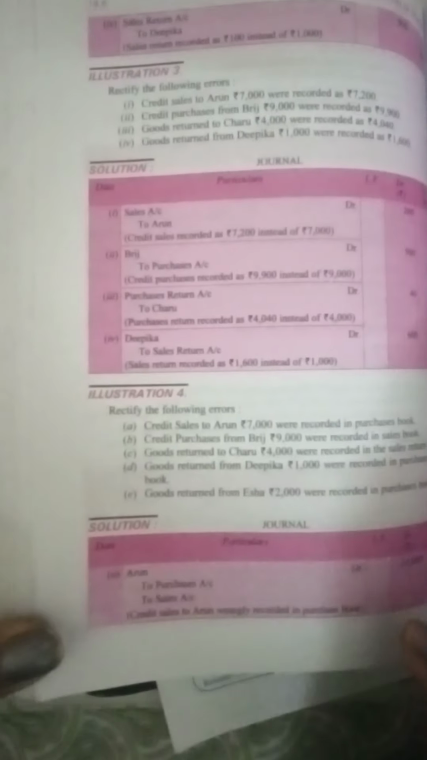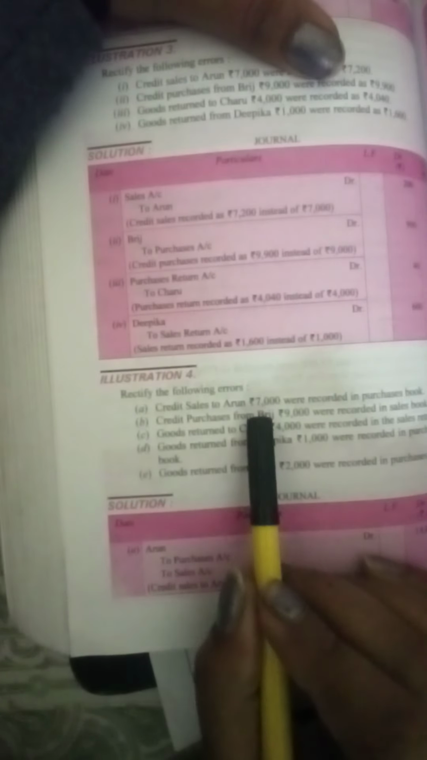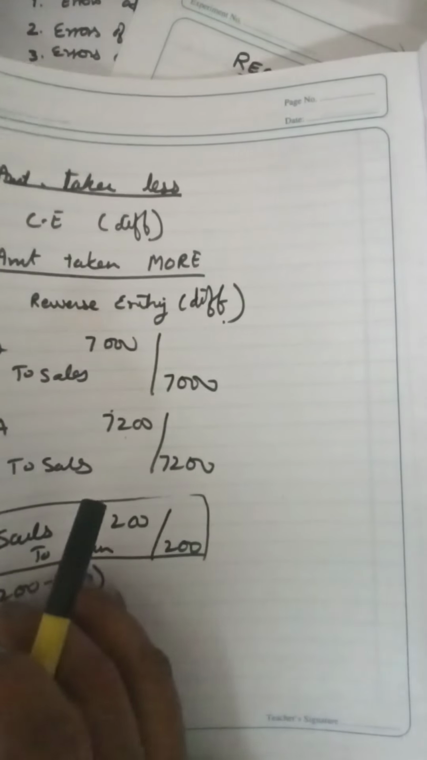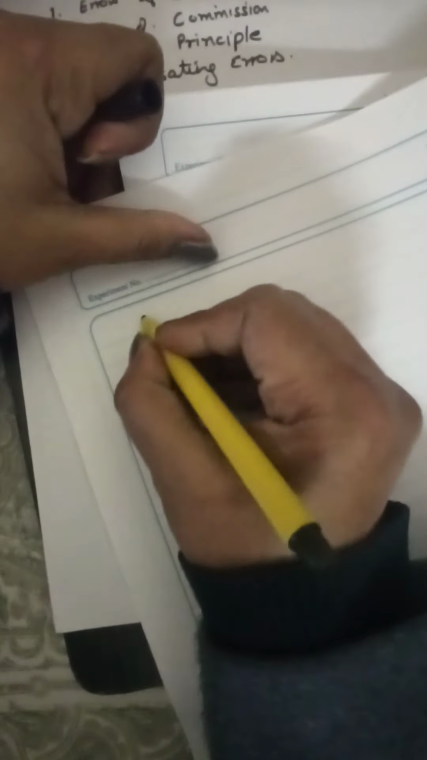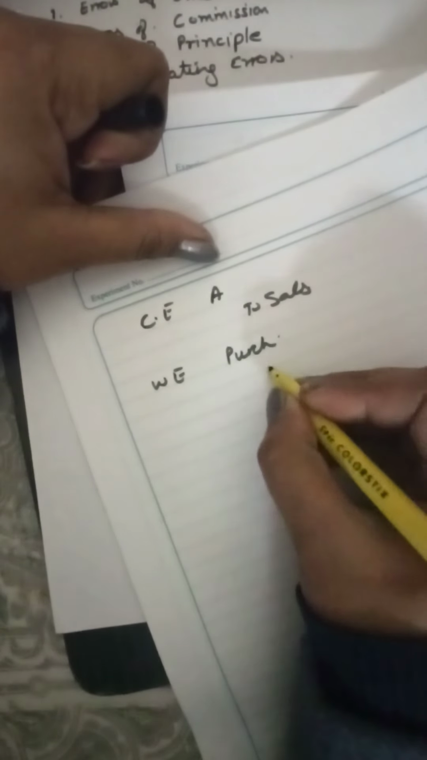Now, proceeding to the next question here, where little more advancement, where credit sales to Arun, correct Arun to sales, were recorded in the purchase book. It was supposed to be sales, credit sales to Arun. Credit sales to Arun means correct entry should have been Arun to sales. And what has been done? The wrong entry is recorded in the purchase book. Purchase book means purchases has been debited. Purchases to Arun.